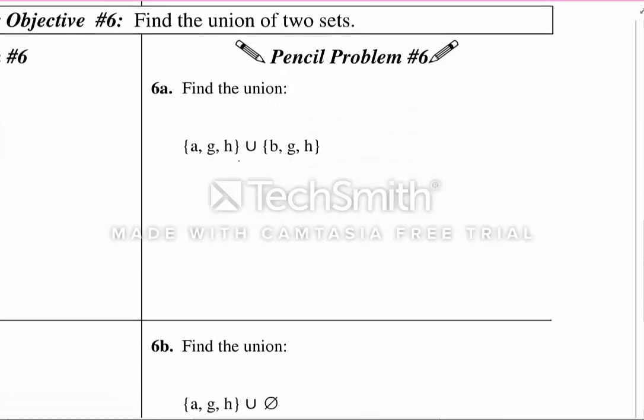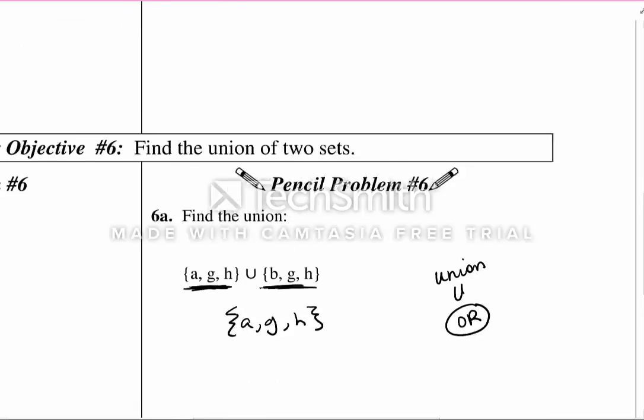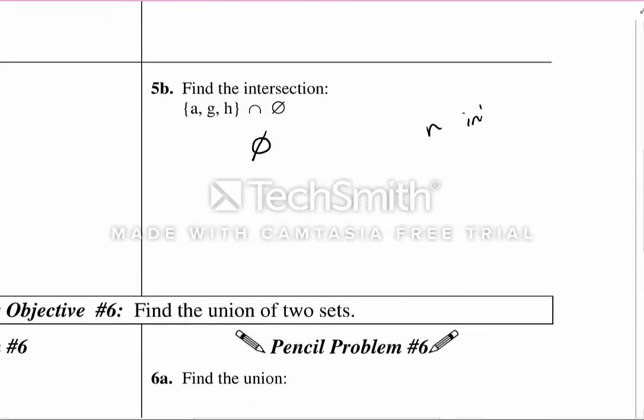If I want to find the union, union is every element contained in this set or this set. So we have an A, a G, and an H, and we've listed every single element appearing in either of those sets. The union sign, usually you can replace that with the word or. So it's in this set or this set. The intersection symbol, you use the word and, meaning it has to be in one set and in the other set.